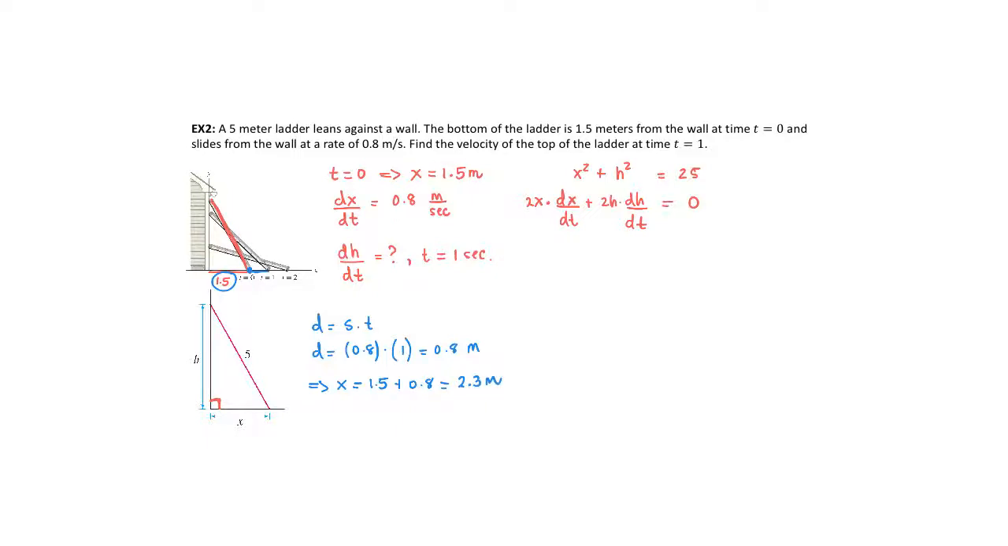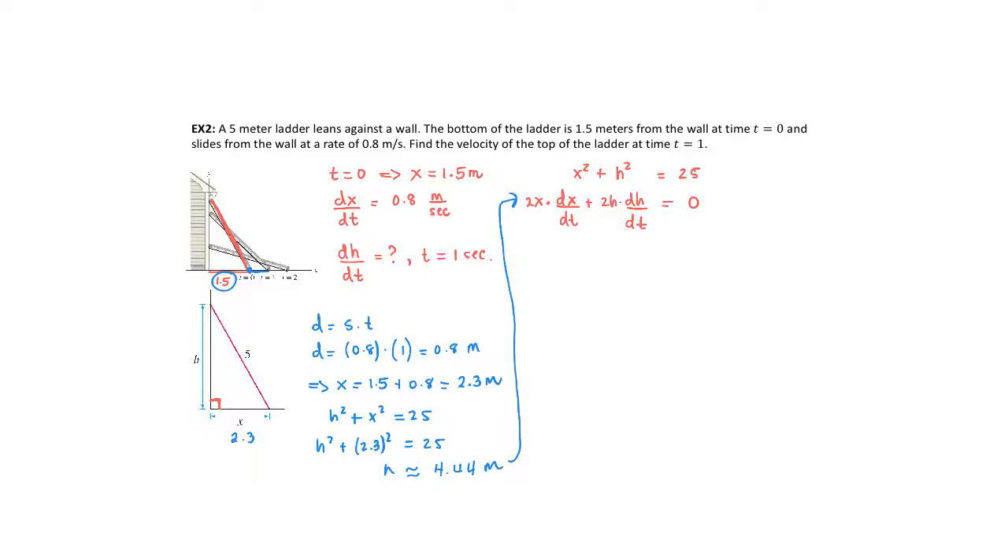So now I know that x is 2.3. Using the Pythagorean theorem, I can find h. h squared plus x squared is equal to 25. h squared plus 2.3 squared will equal 25. h will be approximately equal to 4.4 meters. Then what I will do now is I'm going to go back all the way to here.